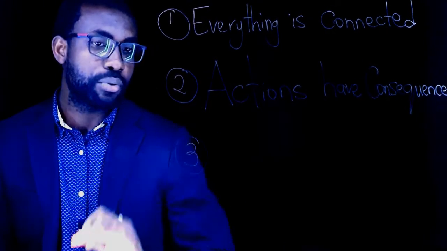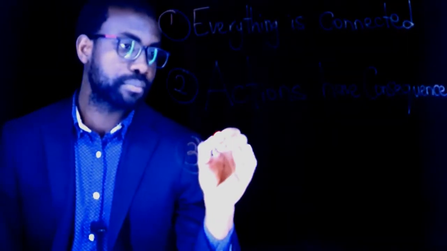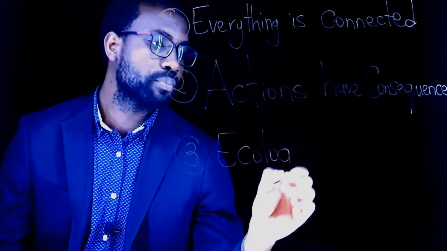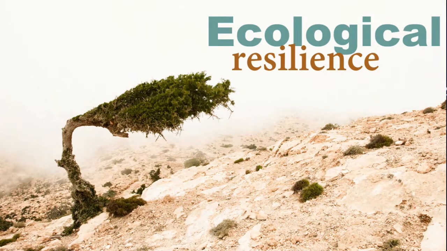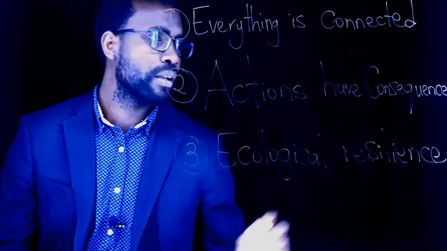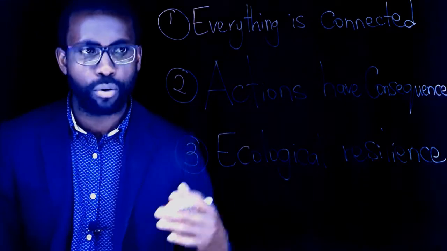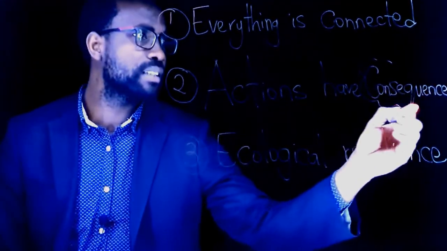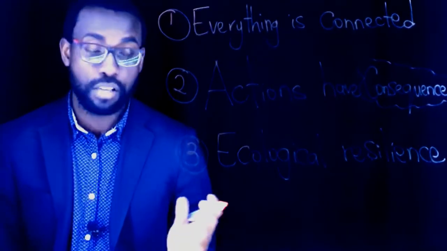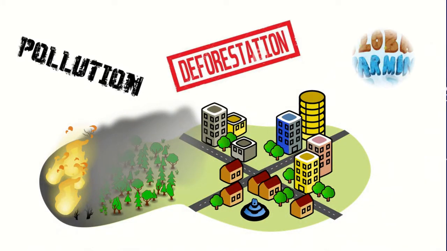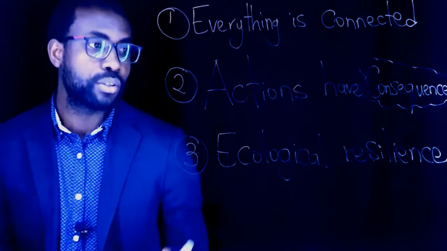The last part of this unit is going to be what ecologists call ecological resilience. So, what is ecological resilience? Basically, it's how ecosystems recover from all these consequences taking place. How do they recover from even natural events like forest fire? How do they recover from pollution? How do they recover from deforestation? How can they recover from global warming? So this is what we're going to be looking at in the next 2 weeks.